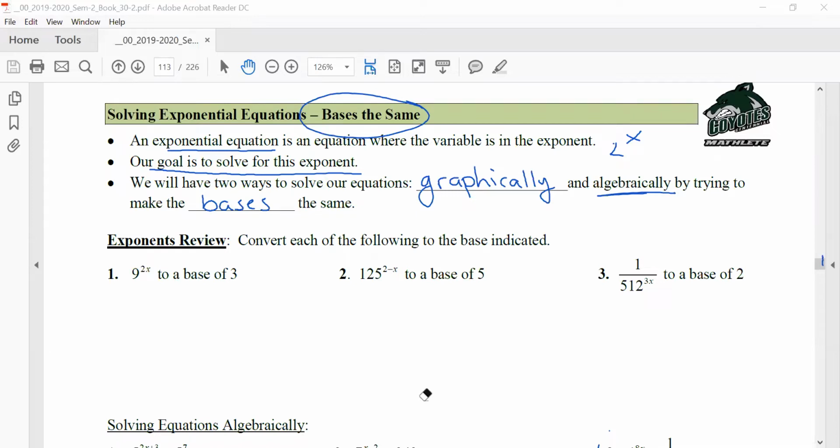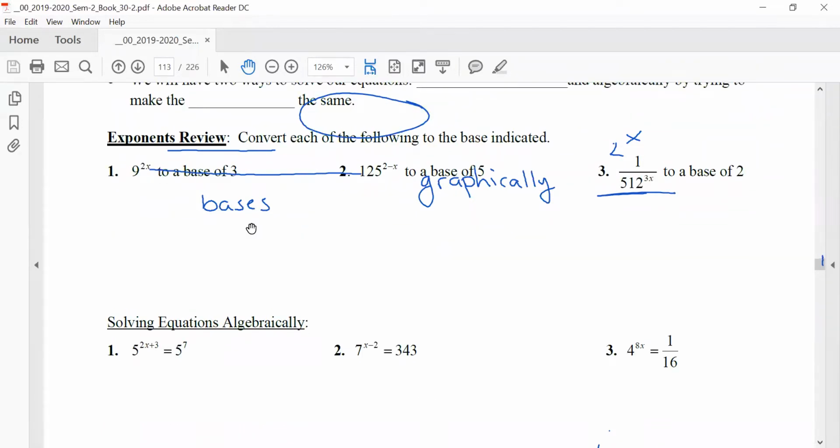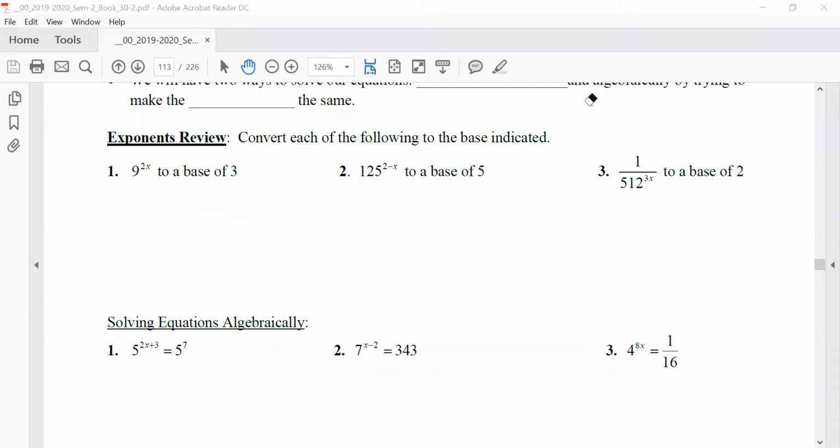Question number 1 says, write 9 to the exponent 2x with a base of 3. So what I'm going to do is change how this looks, not what it's equal to. Well, I know that 9 is really 3 squared. So I haven't changed the value of it. 3 squared is 9.